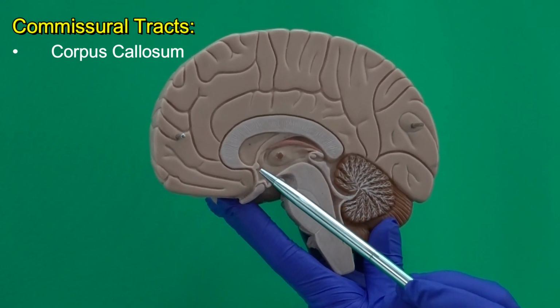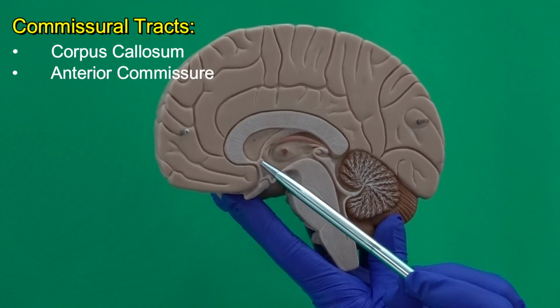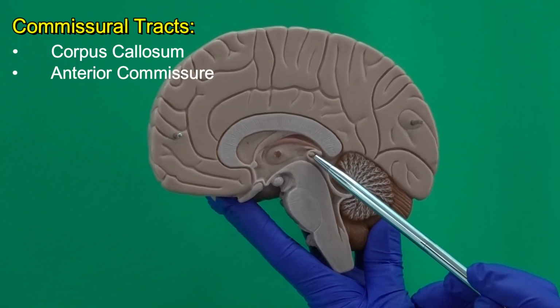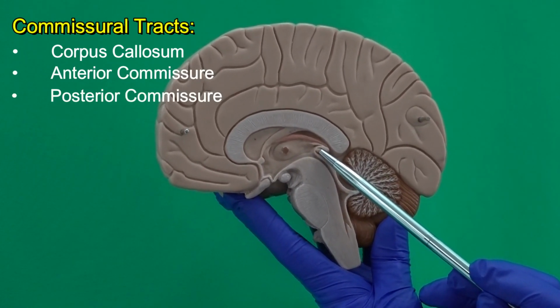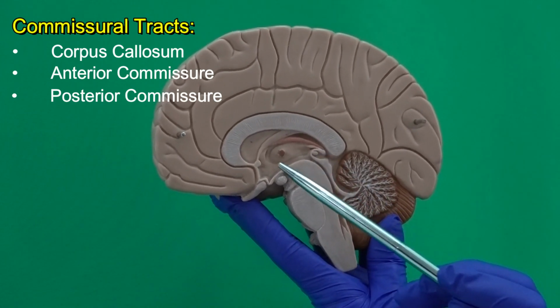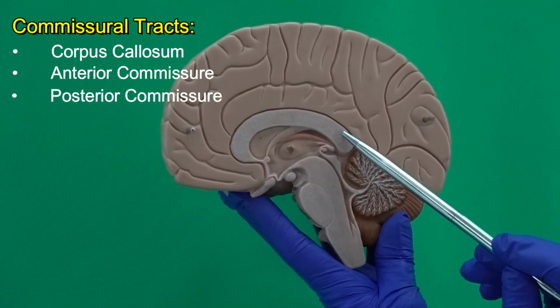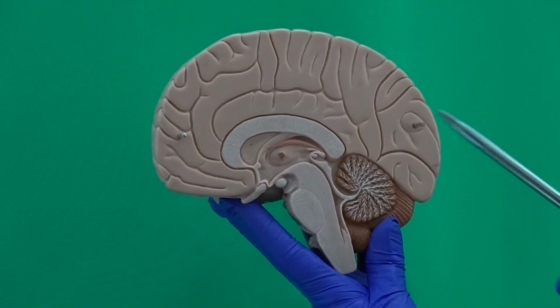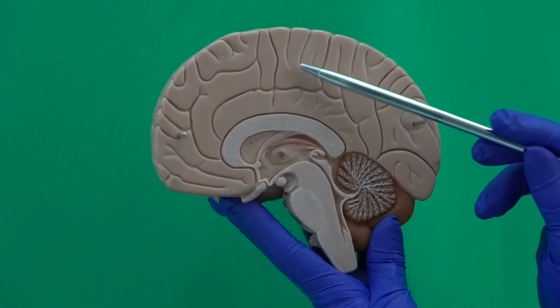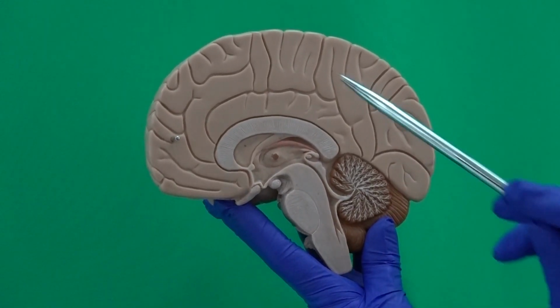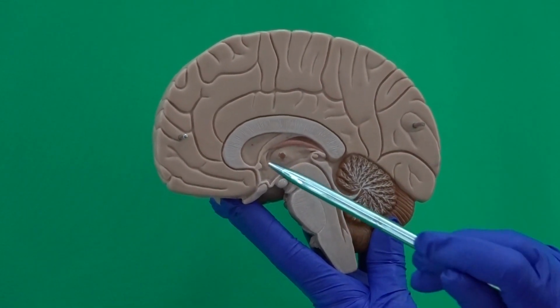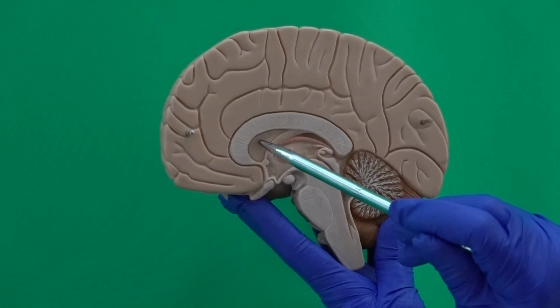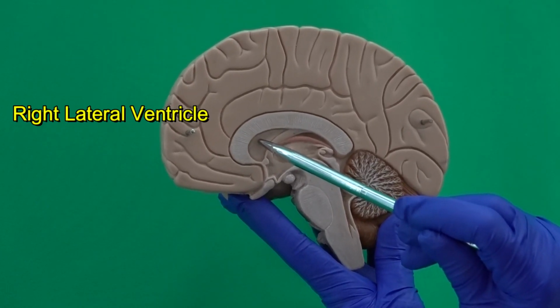And also here I can see anterior commissure, and right here I see posterior commissure. So these three together make connection between the two cerebral hemispheres. And now that I'm deep inside one of the cerebral hemispheres, please note this is the right cerebral hemisphere, I can locate the right lateral ventricle.